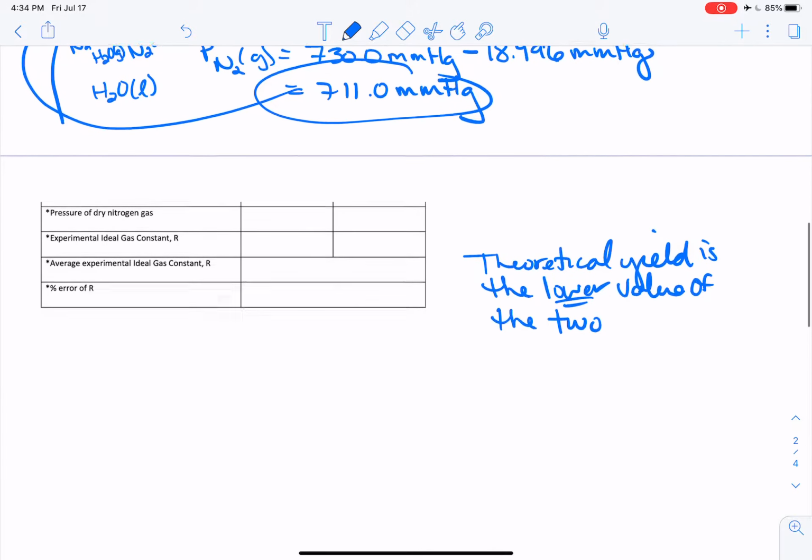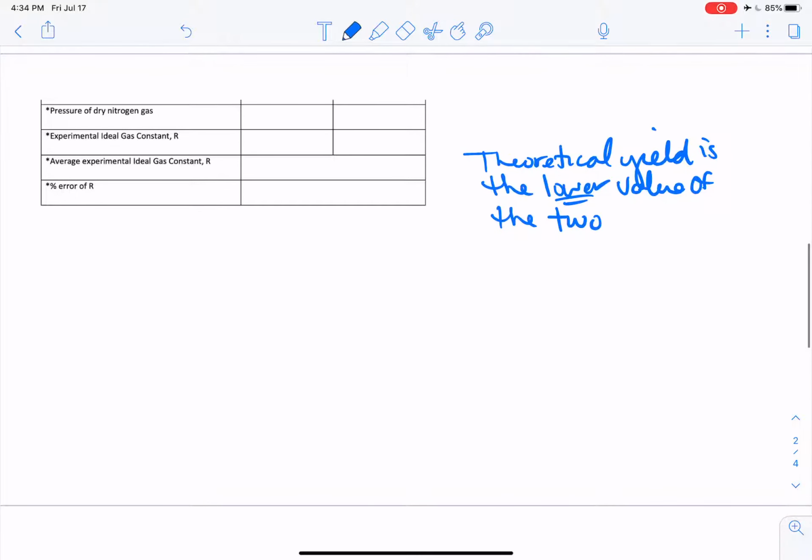Alrighty, moving on. So we just did this one. Now we're going to do the experimental ideal gas constant, the R. So what we have to remember is that PV equals nRT. So right here, you guys are calculating for R. So you have to do the magic of algebra and rearrange this equation, and you're going to get that R is equal to PV over nT.